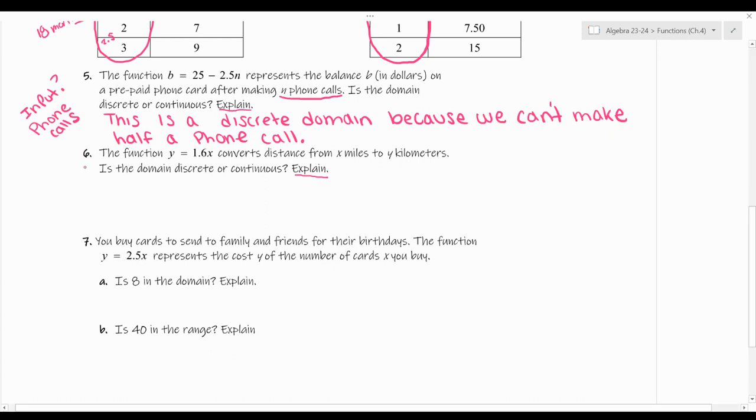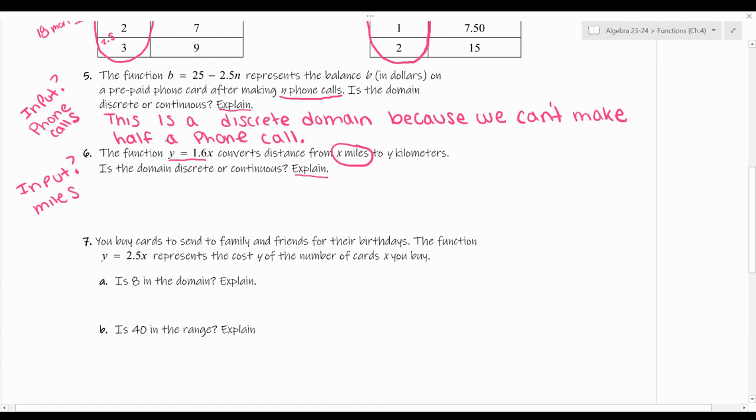Your next question, same idea. It says the function y equals 1.6x converts distance from x miles to y kilometers. Is this discrete or continuous? Explain. Now, what's really nice about number 6 compared to number 5 is that the equation is in x and y. So off to the side, I write input, question mark. Input is your x. So x, talking about miles.